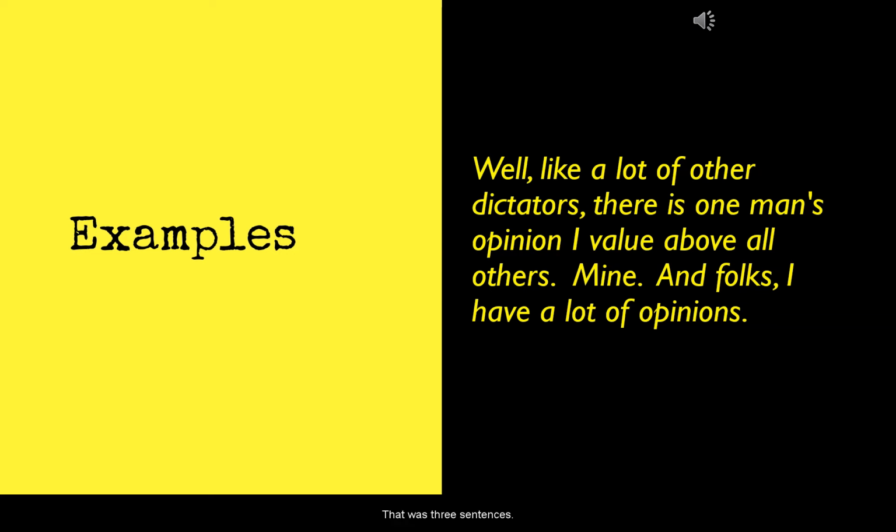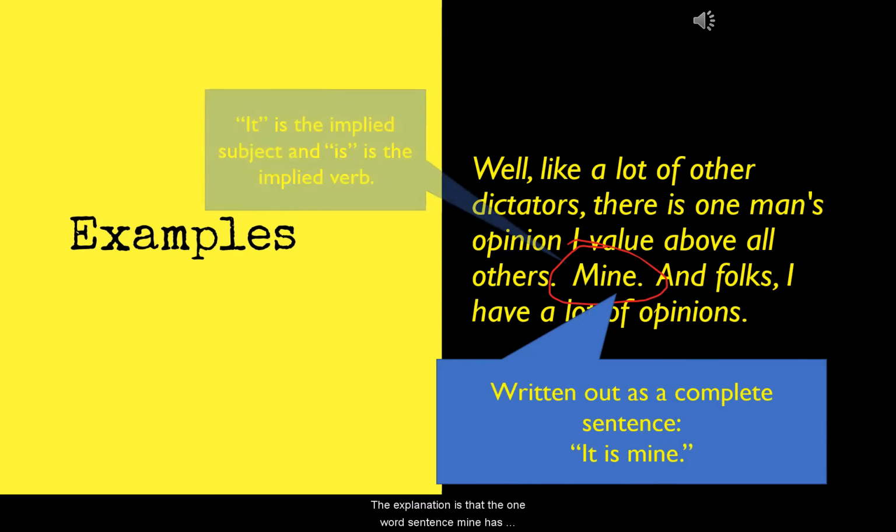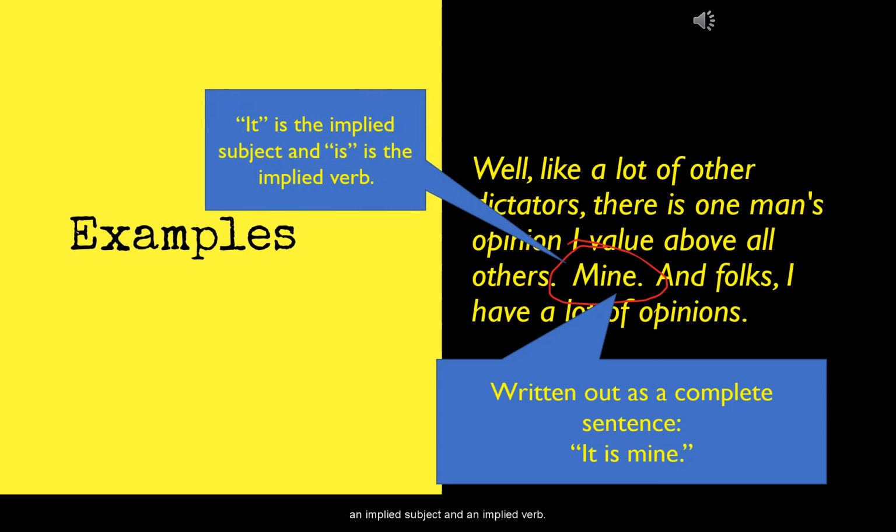That was 3 sentences. The fragment is the one-word sentence, mine. If this one-word sentence was written out, it would be, it is mine. Here it is shortened to just, mine. The explanation is that the one-word sentence, mine, has an implied subject and an implied verb. The implied subject is the pronoun, it. And the implied verb, is.